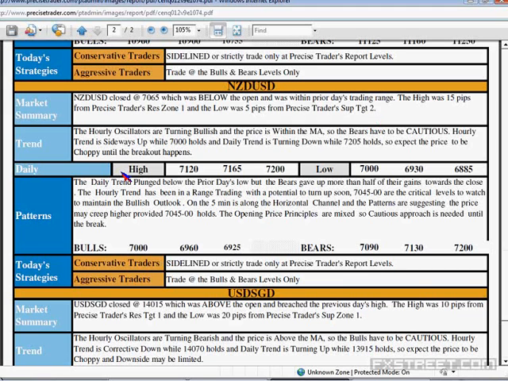And as far as the trend is concerned, it says the hourly oscillators are turning bullish and the price is within the moving average. Whenever the price is within the moving average, you should know that the price is expected to be choppy. And of course, since it's turning bullish, you should be looking for a buying opportunity, right? So the bears have to be cautious, and the hourly trend is sideways up while the 70 figure holds, and the daily trend is turning down while 70.05 holds. So expect the price to be choppy until the breakout happens.